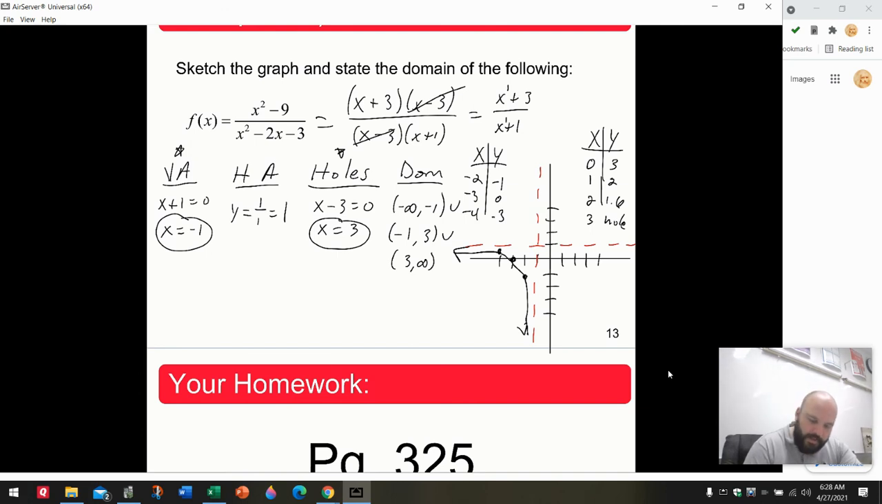Now on the right-hand side, we'd start at 0, 3. Then we would have 1, 2, and then 2, 1.6, and then at 3, there would be a hole. So we literally draw a circle there. So this graph would go here and curve and approach the asymptote and shoot straight up. And then to the right of the hole, it would be very flat where the horizontal asymptote is. And that would be your graph of this rational function.